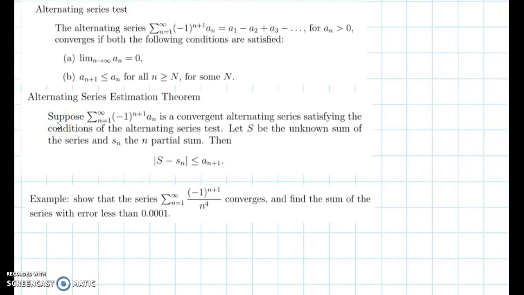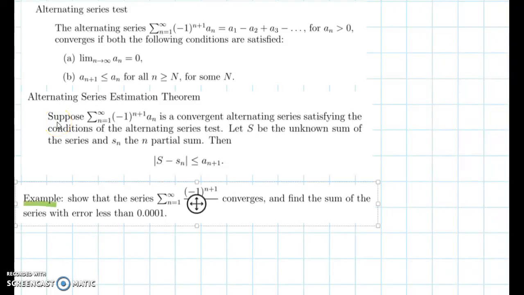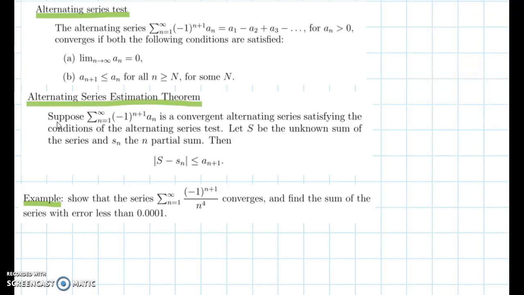Now we're going to work with an example where we have to apply the alternating series test to show that a given series converges, and then we need to apply the alternating series estimation theorem to find the sum of the series with an error less than the number given. So let's begin by checking that. Let me write the series here again. Let's check that this is actually an alternating series.